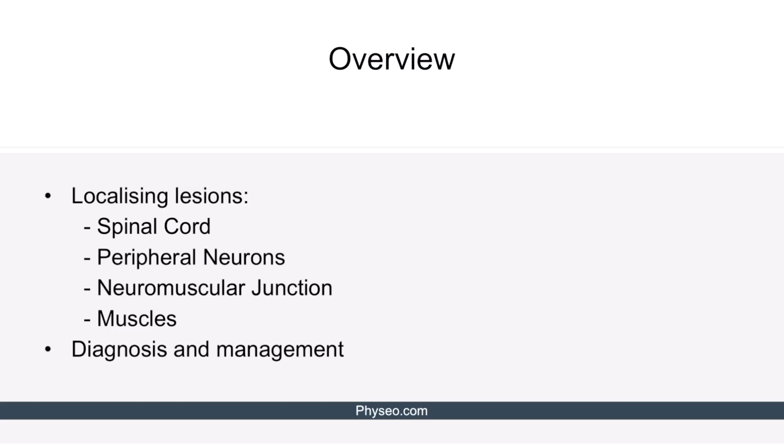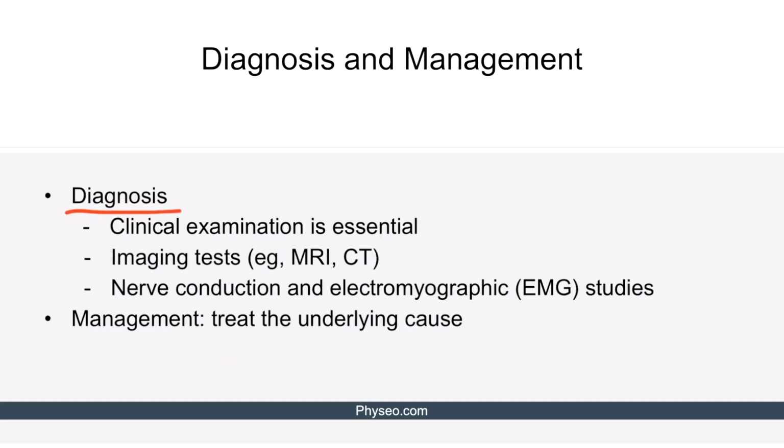We will briefly discuss the diagnosis and management now. The diagnosis of neurologic lesions can be achieved by different and various means. However, clinical examination is always essential. Imaging tests, such as CT and MRI, are often performed. Nerve conduction and electromyographic studies can also be helpful in some conditions. The management generally depends on treating the underlying cause.